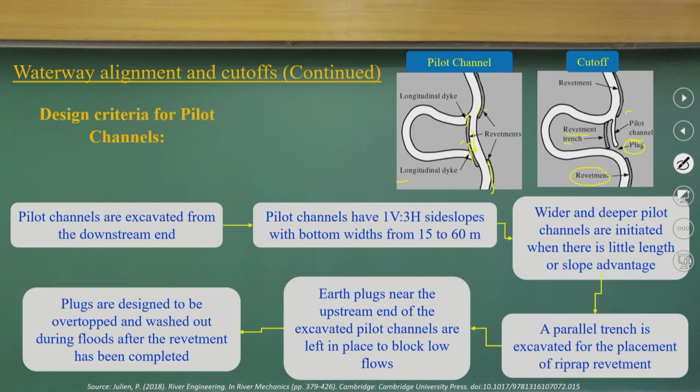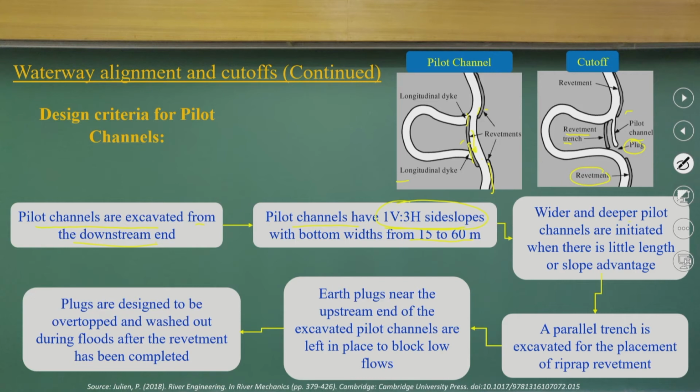Now, what are the structures we put in to make cutoff channels? One is the pilot channels, and the cutoff process is as follows. First, we excavate the pilot channel from the downstream end. Then we make a stable side slope of 1 vertical to 3 horizontal, keeping the width of the channel depending upon our navigation requirements, 50 meters to 60 meters.